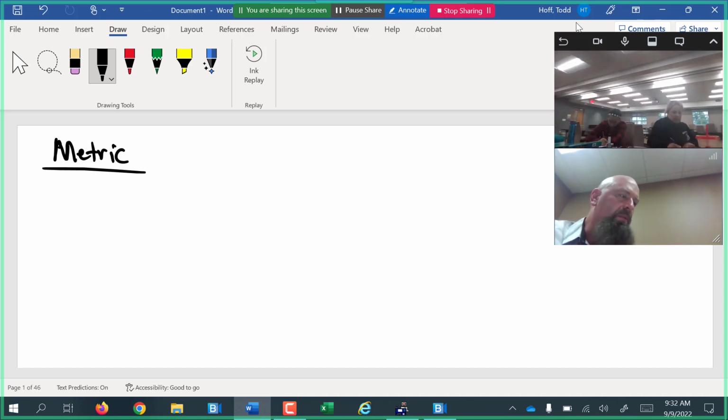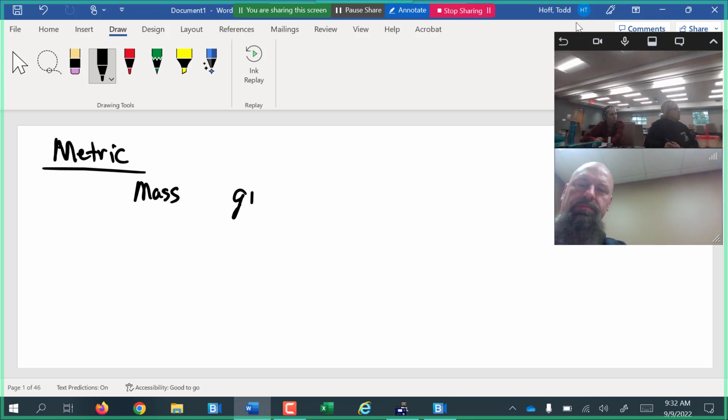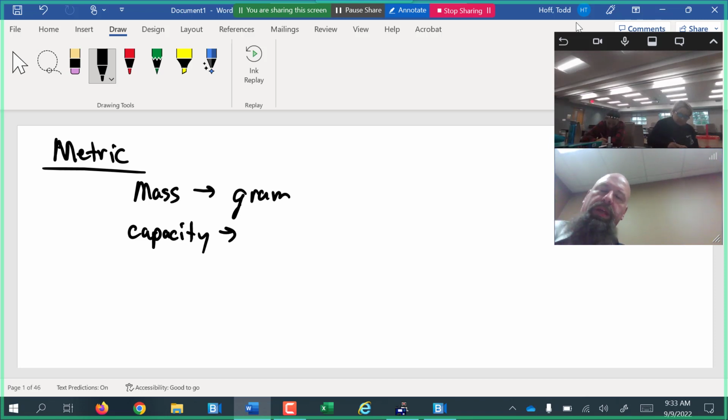Each type of measurement in the metric system only has one unit. For mass, that unit is a gram. The gram was actually defined to be the mass of 1 milliliter or 1 cubic centimeter of water. For capacity, that unit is the liter.